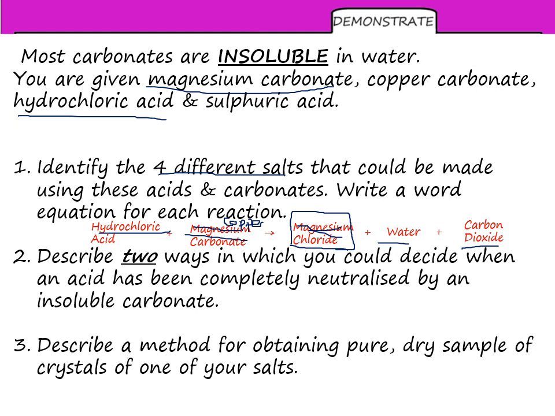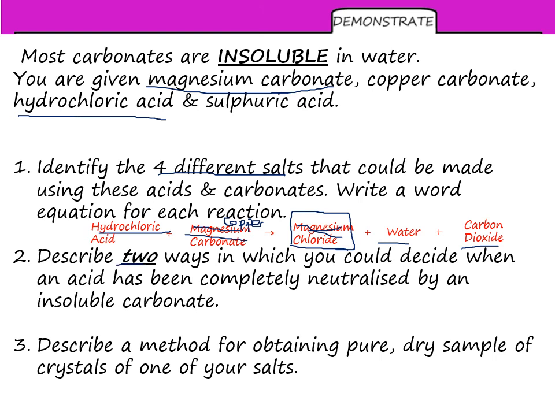My third salt would be magnesium sulfate. So if I used magnesium carbonate plus sulfuric acid, I would get magnesium sulfate plus water plus carbon dioxide. And my fourth salt would be copper sulfate, and that is copper carbonate plus sulfuric acid gives copper sulfate plus water plus carbon dioxide.